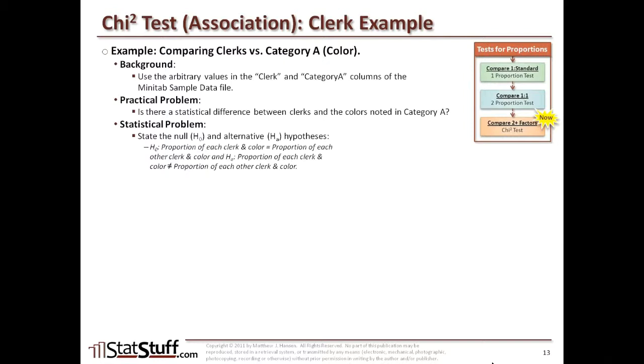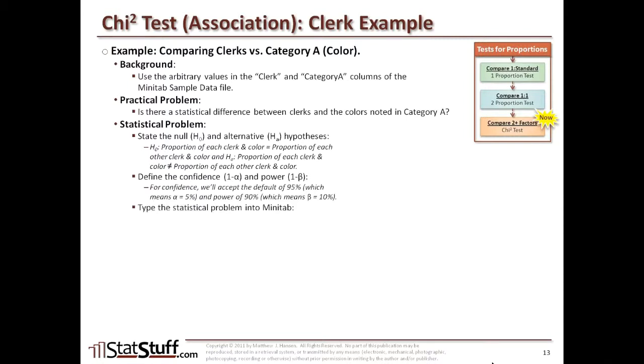Well, the statistical problem for this would be, again, starting off with defining the null and alternative hypotheses, where we'd say the null hypothesis is the proportion of each clerk in color is equal to the proportion of each other clerk in color, where the alternative hypothesis is the proportion of each clerk in color is not equal to the proportion of each other clerk in color. For the confidence and power levels, we're going to use the default of 95% for a confidence level.